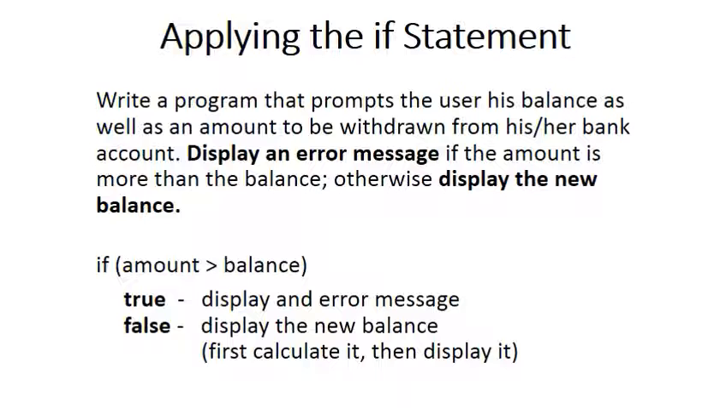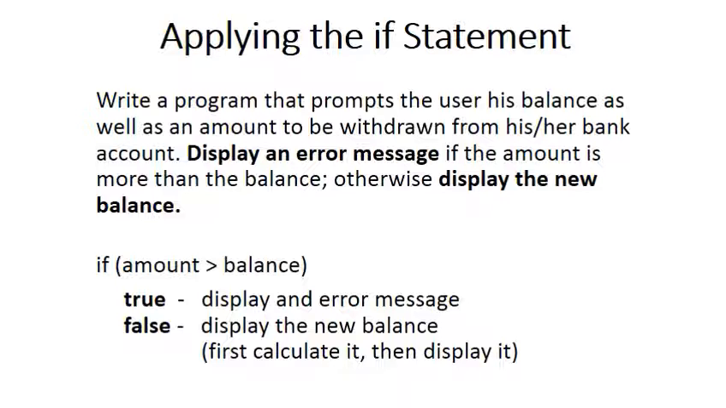Okay, so when we have a choice to be made in the code, we need to say to ourselves, what is the true part? What happens if this condition is true? And what is the false part? What happens if this condition is false? Now, if you read through this text, it says display an error message if the amount is more than the balance. So the true part of this if statement will display an error message.